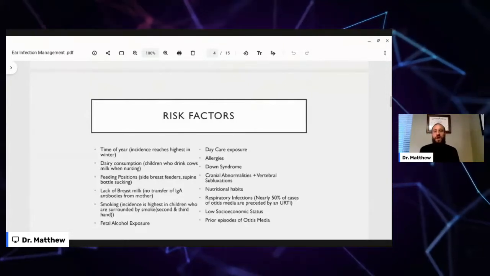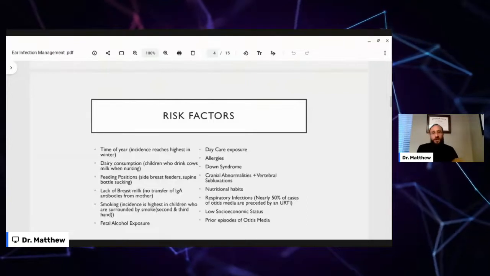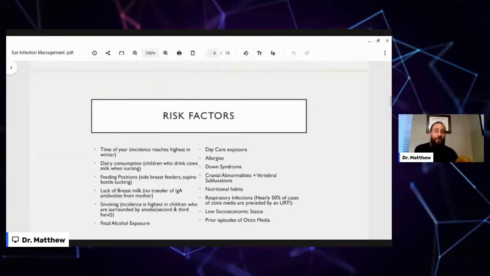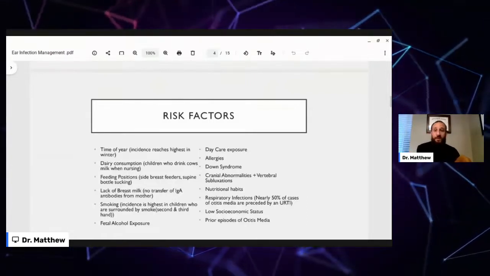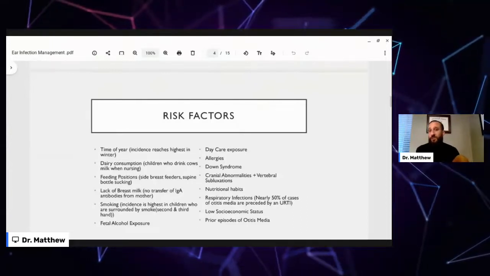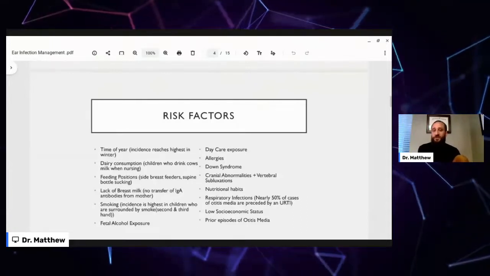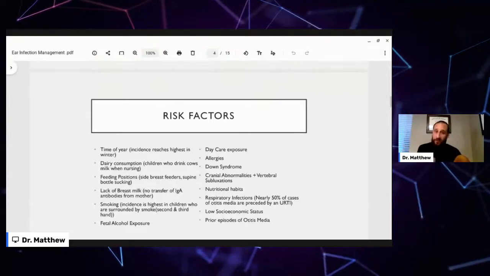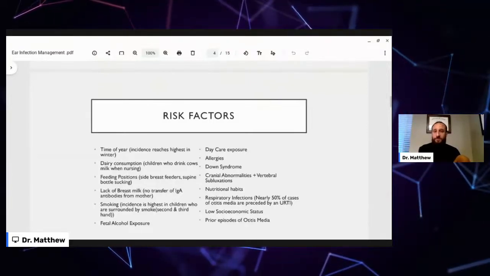Feeding positions can impact risk factors for ear infections, as can lack of breast milk. When babies drink breast milk, they're getting antibodies from mom. So lack of that breast milk can increase the risk for an ear infection.